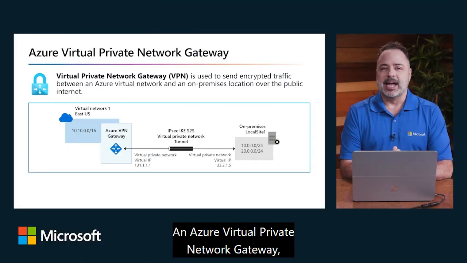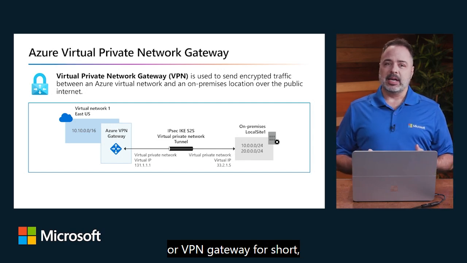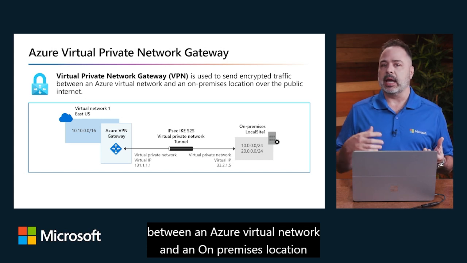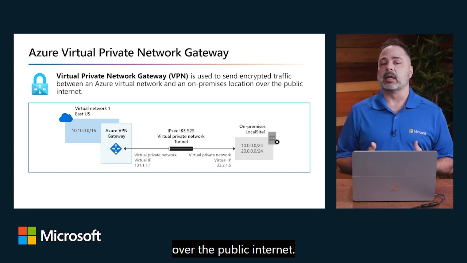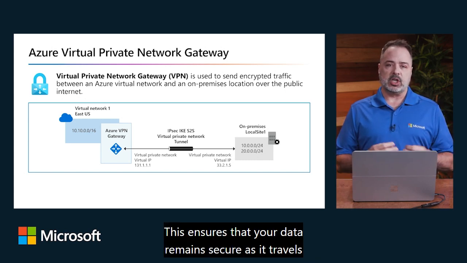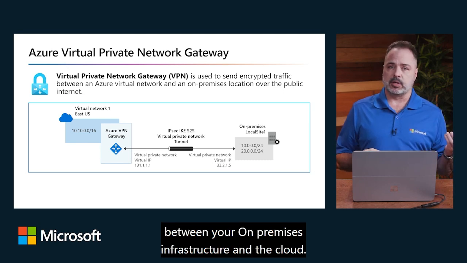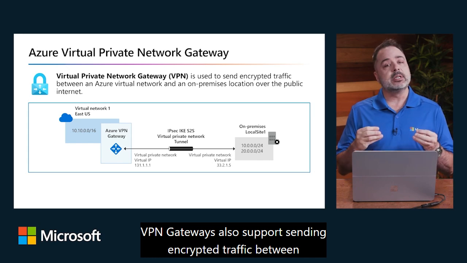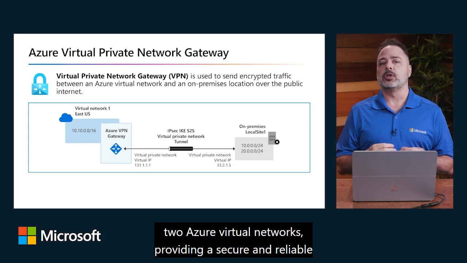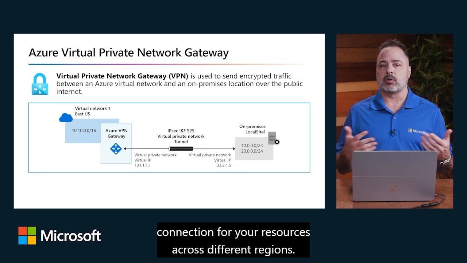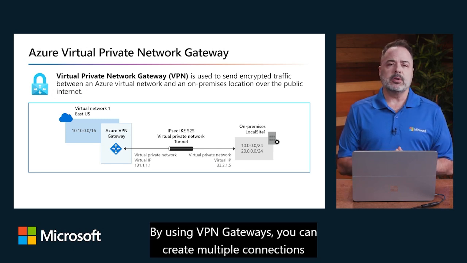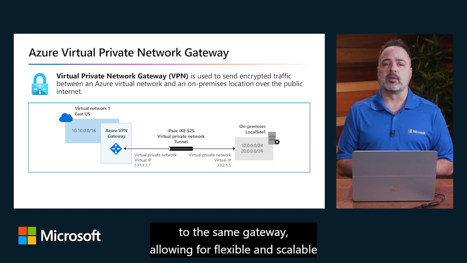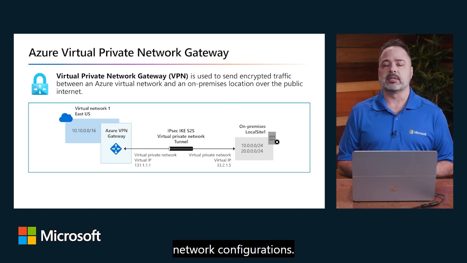An Azure Virtual Private Network Gateway, or VPN gateway for short, is a service that enables you to send encrypted traffic between an Azure virtual network and an on-premises location over the public internet. This ensures that your data remains secure as it travels between your on-premises infrastructure and the cloud. VPN gateways also support sending encrypted traffic between two Azure virtual networks, providing a secure and reliable connection for your resources across different regions. By using VPN gateways, you can create multiple connections to the same gateway, allowing for flexible and scalable network configurations.